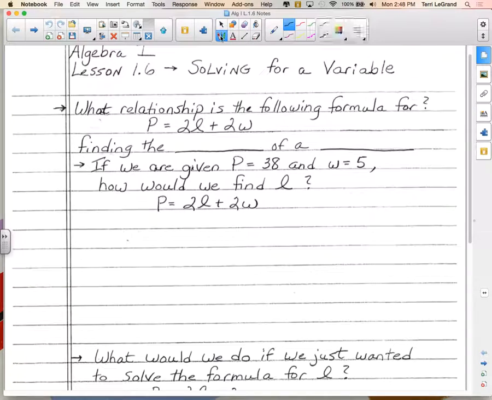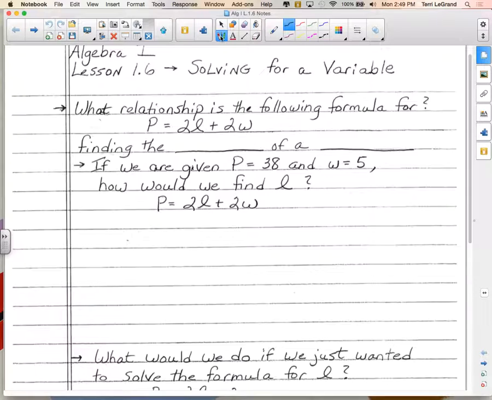We talked about what a literal equation is, and that a formula is a special literal equation. I have a formula up there, and I want to know what that formula is for. What relationship is the following formula for? Capital P equals 2L plus 2W. What can we find with that formula?